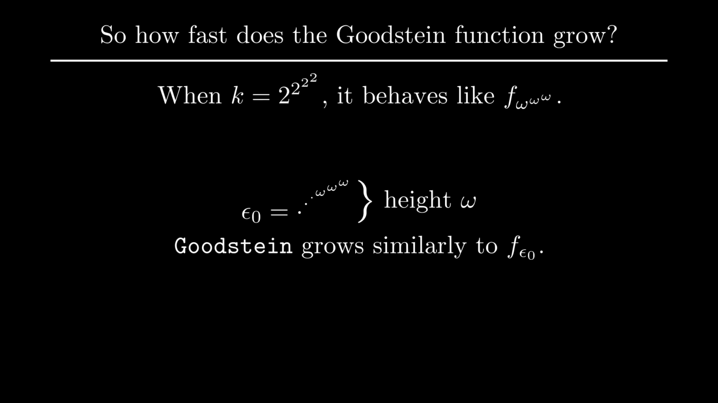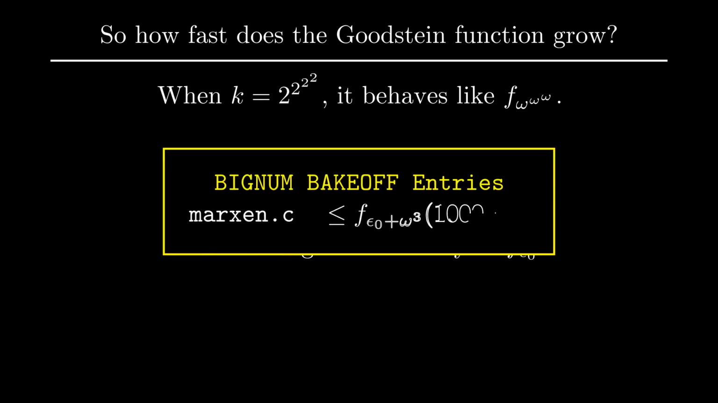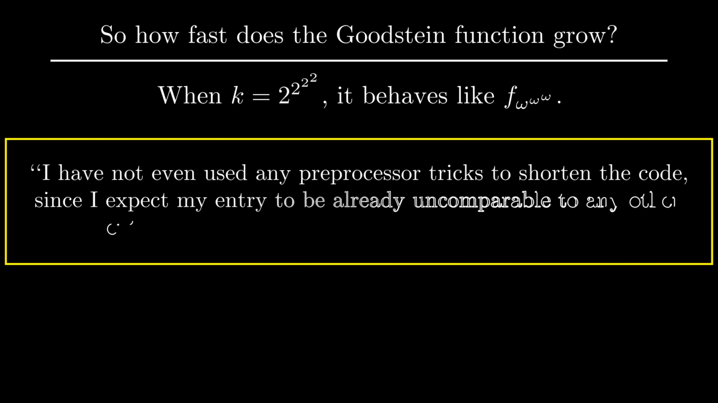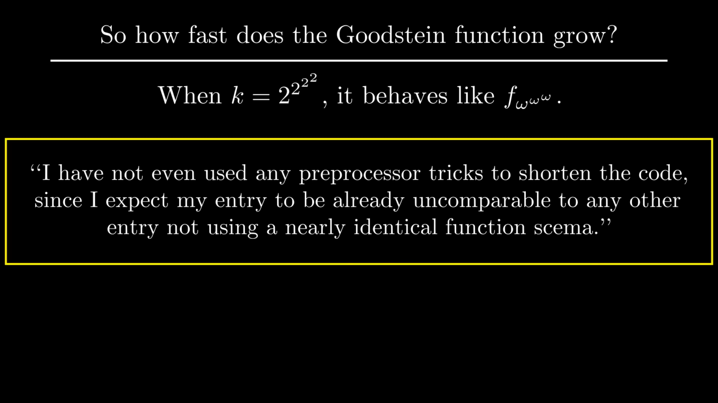One of the contestants of the BIGNUM BAKEOFF did notice this and use it for his entry. Marxin.c does the Goodstein operations, and then, since there was more space, codes some other simpler functions and combines them all. David Moews analyzed the code and gave the upper bound shown here for the value Marxin.c returns. Marxin himself had a comment saying that if you're not using a similar function, you're not even going to be comparable to his entry. A pretty confident comment. That's pretty bang on. Well, it would have been pretty bang on had there not been that one contestant who decided to use a power of programs that transcends repetition. But that's for a later video.